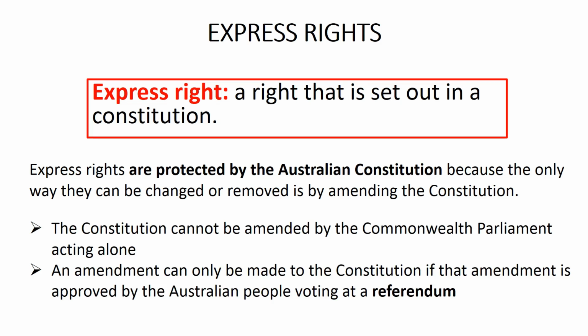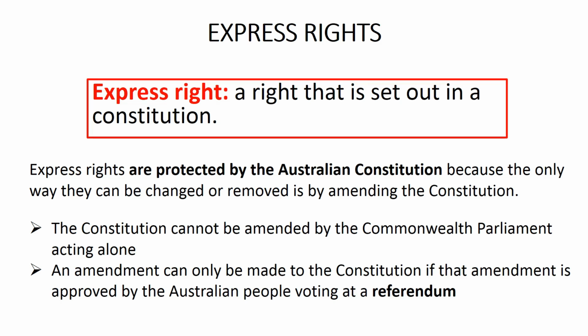Now in Year 12, we look in more detail at how our Constitution can be amended. But for present purposes, all you need to understand is that our Constitution cannot be amended by the Commonwealth Parliament acting alone. The Commonwealth Parliament can amend or change ordinary legislation by simply passing a statute that amends that legislation. However, the Constitution is not ordinary legislation. In the case of the Constitution, it can only be amended if that amendment is also approved by the Australian people voting at a referendum.